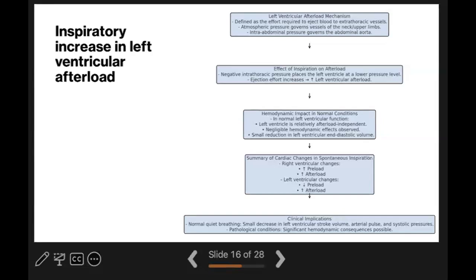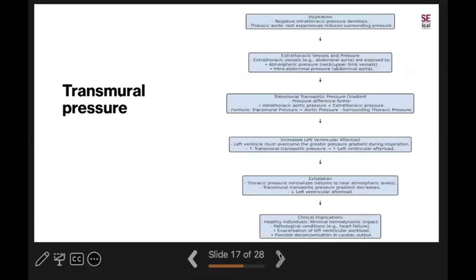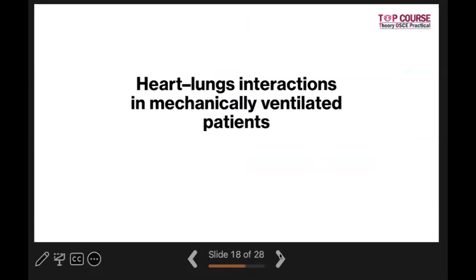But because the alveoli are distending and there is intra-alveolar resistance, the right ventricle is going to have increased afterload. And because of the interdependence, the left ventricle is going to see all these effects only during expiration rather than inspiration. So the left ventricular preload is going to go down. And because of the increase in the transmural pressure, the left ventricular afterload is going to increase. So this is the summary in a patient who is spontaneously breathing during inspiration. And the same opposite effects happen in expiration.